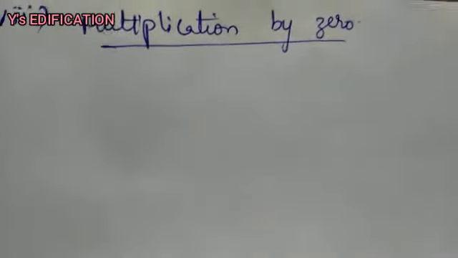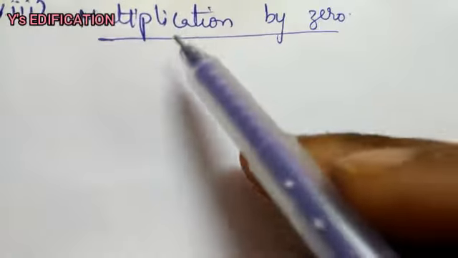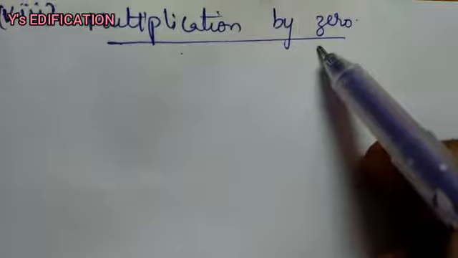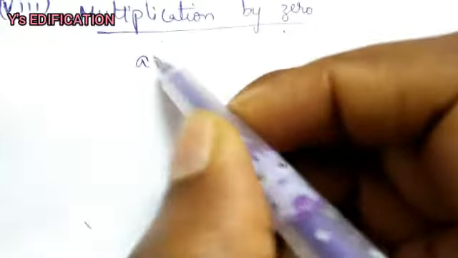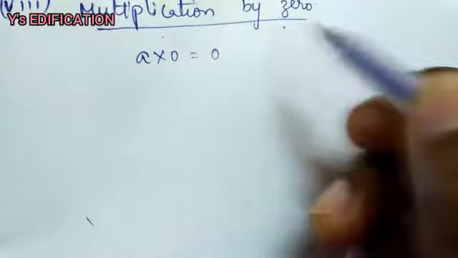And the last among the properties of integers is multiplication by 0. We already know this. When we multiply any number with 0, the answer will be 0.